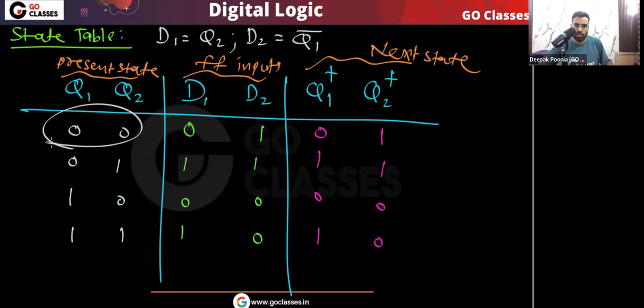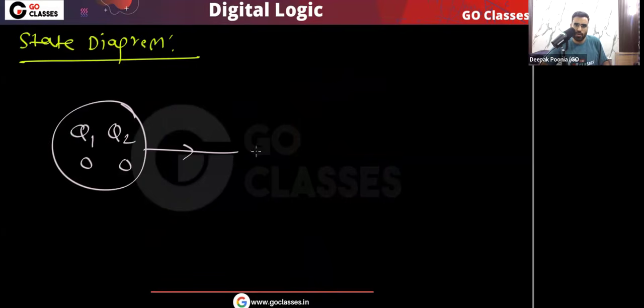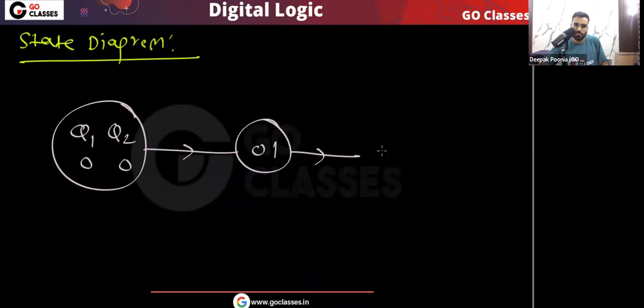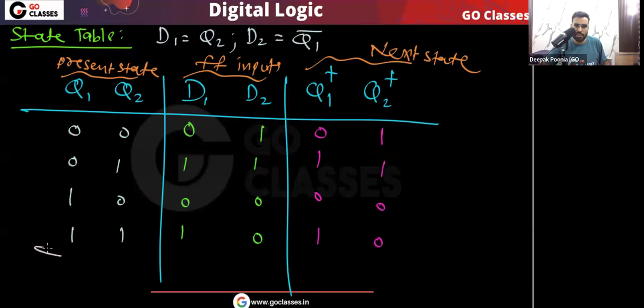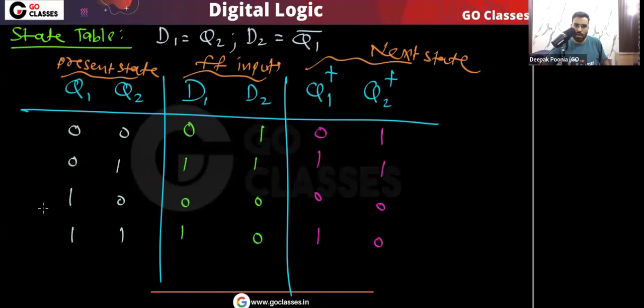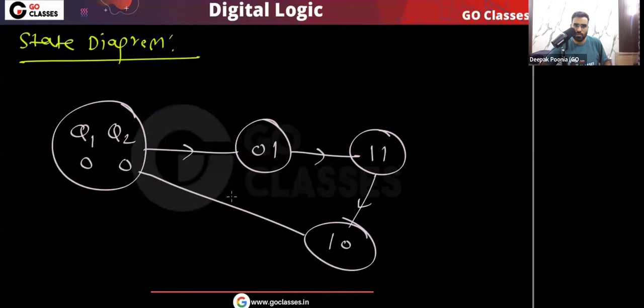From 0 0, if this is the present state, then the next state will be 0 1. If 0 1 is the present state, then the next state will be 1 1. If 1 1 is the present state, then the next state will be 1 0. And if 1 0 is the present state, then the next state will be 0 0. Okay, that's it. This is the state diagram.